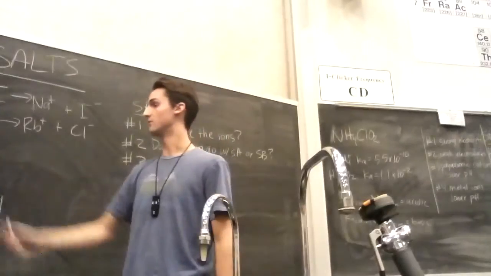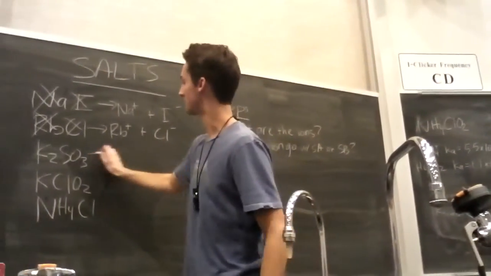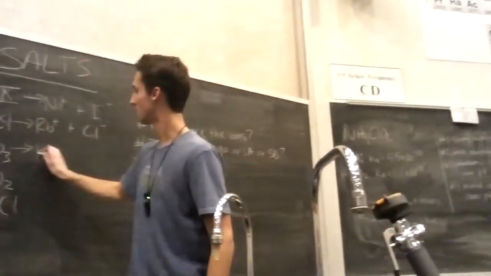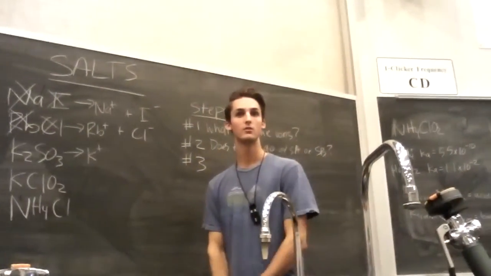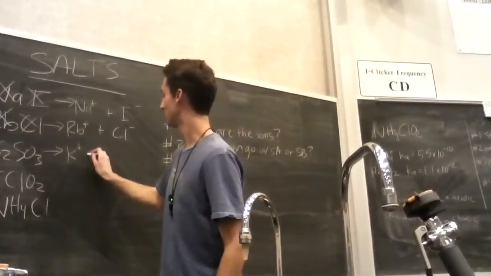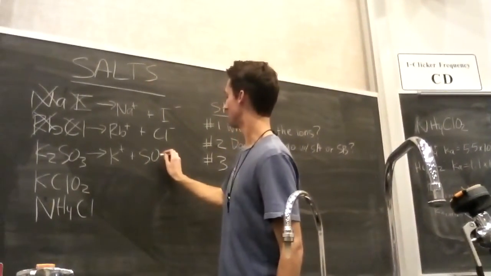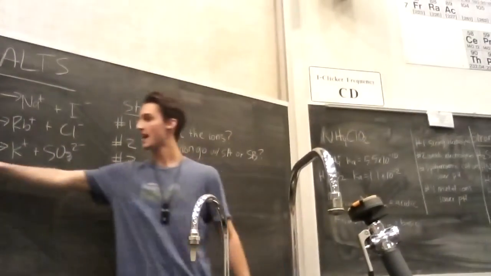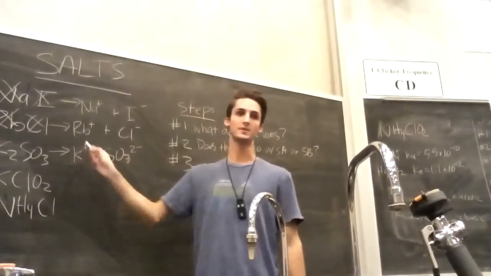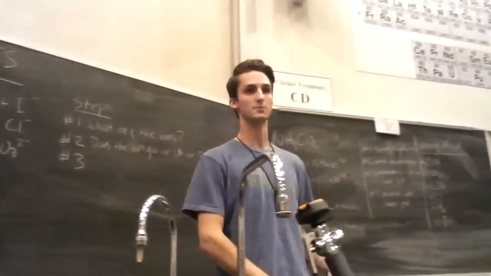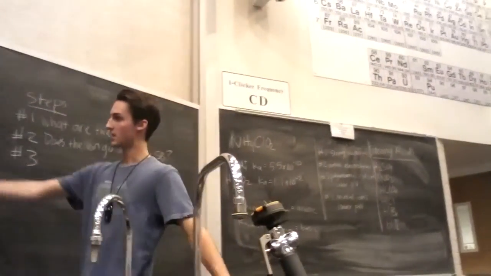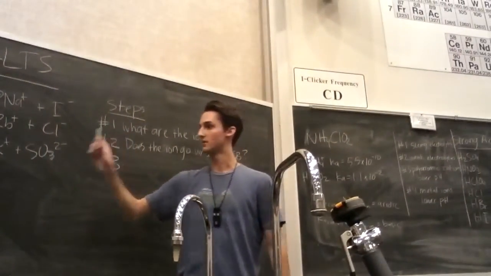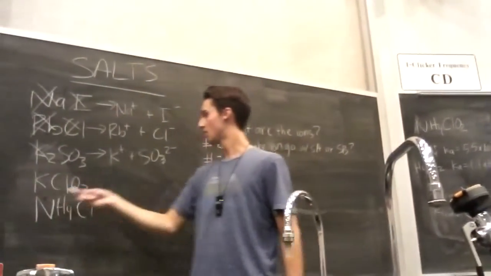Okay, let's do this next one. What are the ions? Step 1. K plus and SO3, so the charge is 2 minus, because I have 2 potassiums there. This would really break up into 2 potassiums, but it doesn't matter for the sake of this problem. Okay, K plus. Does this correlate with a strong base? Yes. So it's not going to do anything.